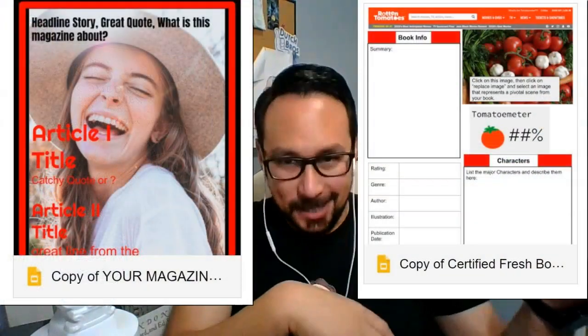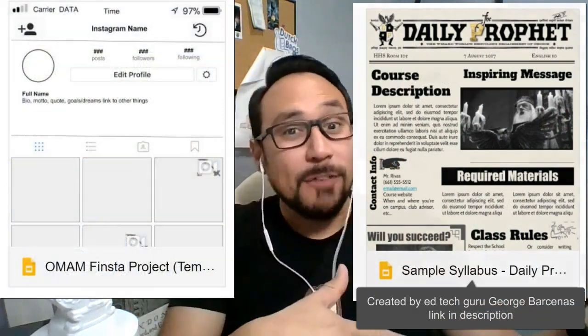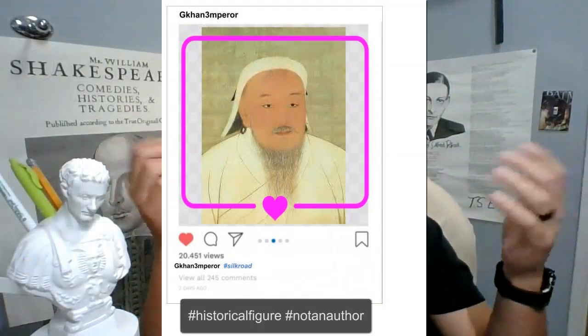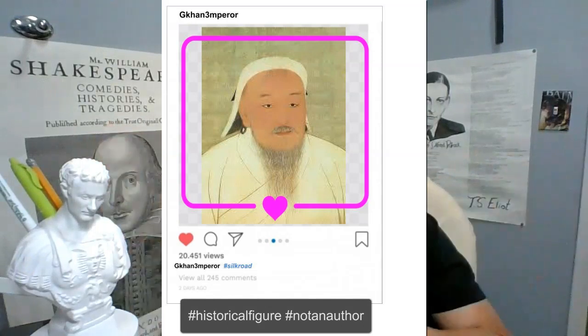Variations of this include contributing to a magazine to demonstrate understanding of concepts, writing a Rotten Tomatoes style review of a short story in lieu of a literary analysis, assigning an op-ed piece for the Daily Prophet, or creating a fake Instagram account for a historical figure or author like Genghis Khan.